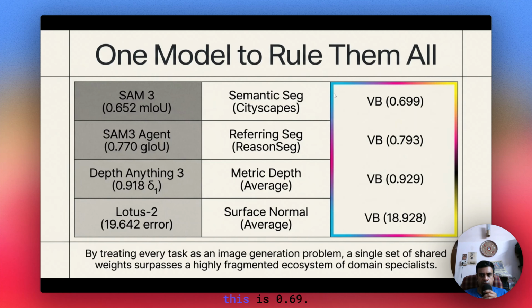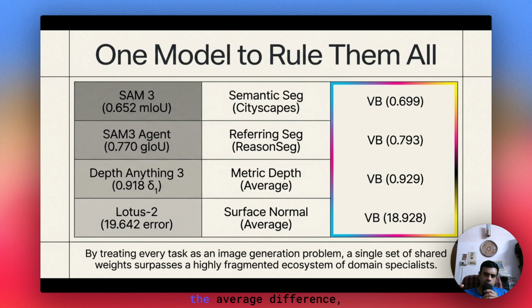This is 0.65, this is 0.69, and SAM3 reasoning segmentation, this is 0.77 and this is 0.79. Depth Anything V3 on metric depth, this is 0.91 and 0.92. And Lotus error, this is the error. All the other three are like IOU or accuracy. So this is Lotus 2. It's like 19.64 and 18.9.